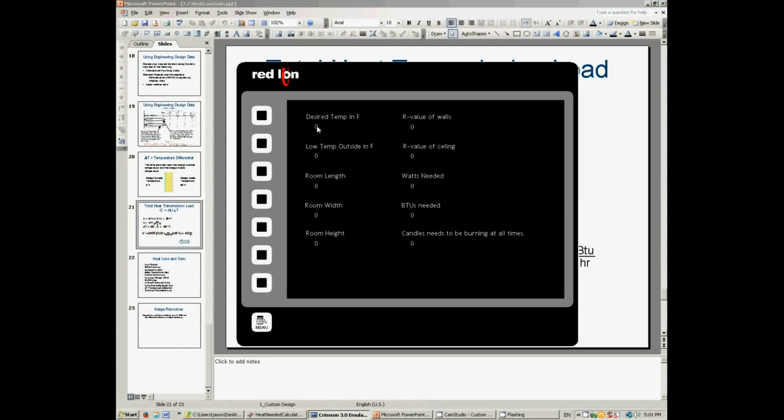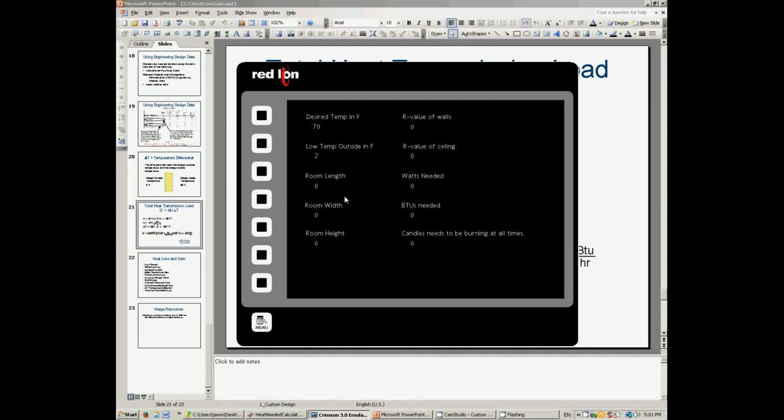So you put your desired temperature indoors, we'll say 70, and you can use whatever temperature you want. If you want 68, if you want 60, I know some people actually want their indoor temperature to be 60. You put the outdoor temperature, and we're going to say 2 degrees.